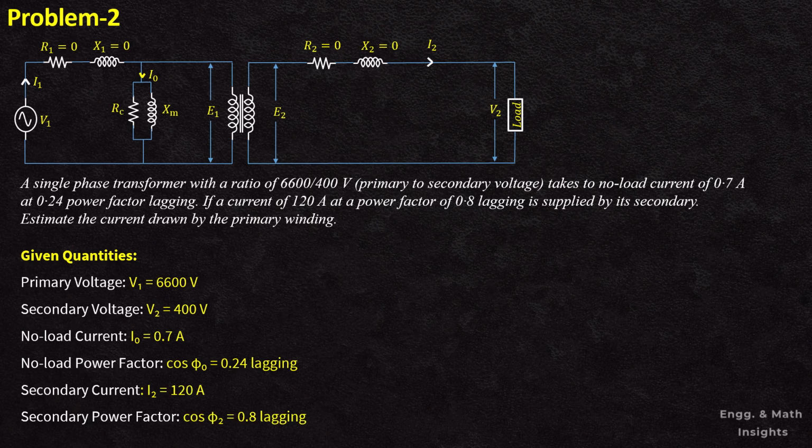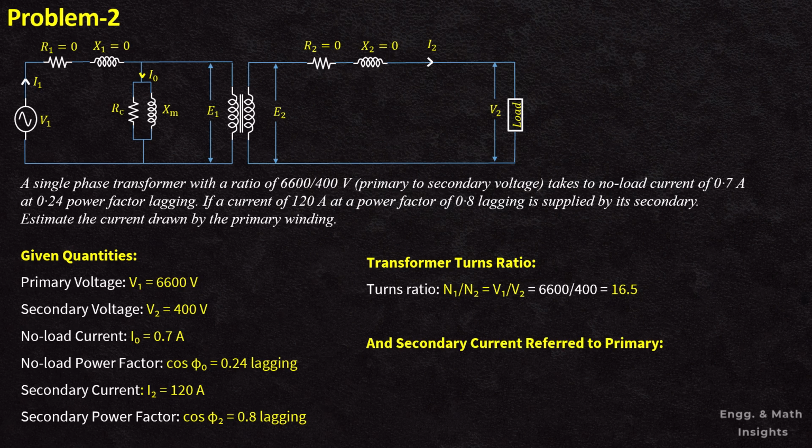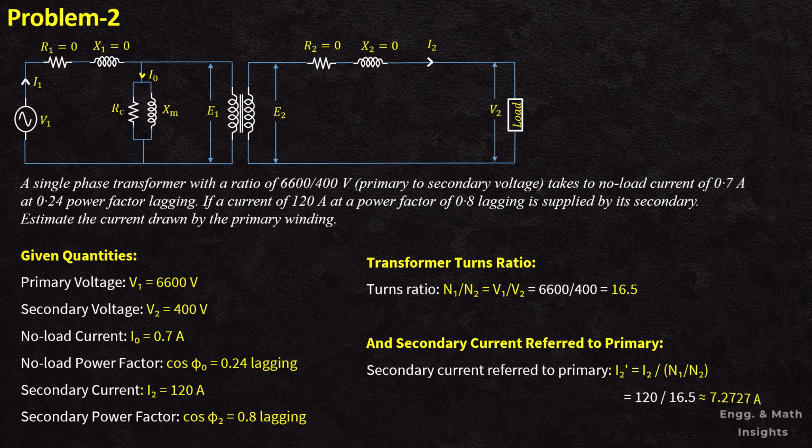Next, at first, like the previous math, we'll calculate the turns ratio by taking the ratio of the number of turns, which is the ratio of the supply voltage, V1 by V2, which will give us 16.5. Next, we will calculate the secondary current referred to primary, or I2 prime, by dividing the secondary current by the turns ratio, which will give us 120 divided by 16.5, or 7.27 ampere.